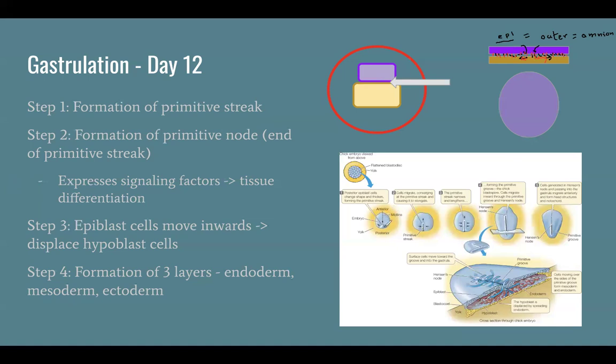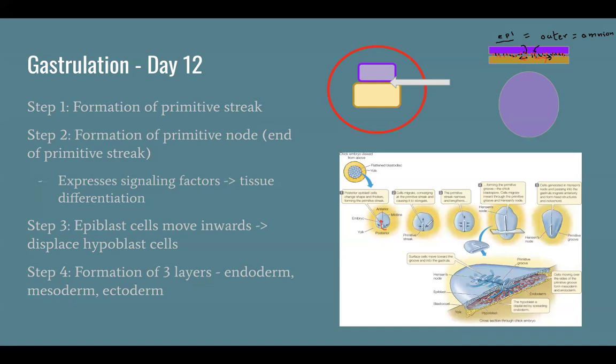And what's going to happen is on your posterior end, you're going to have a small bump forming, and this is called your primitive streak, okay? And this bundle of cells will start moving from posterior to anterior. So from your anal end, your butt end, to your head end, so your cranial end, right?